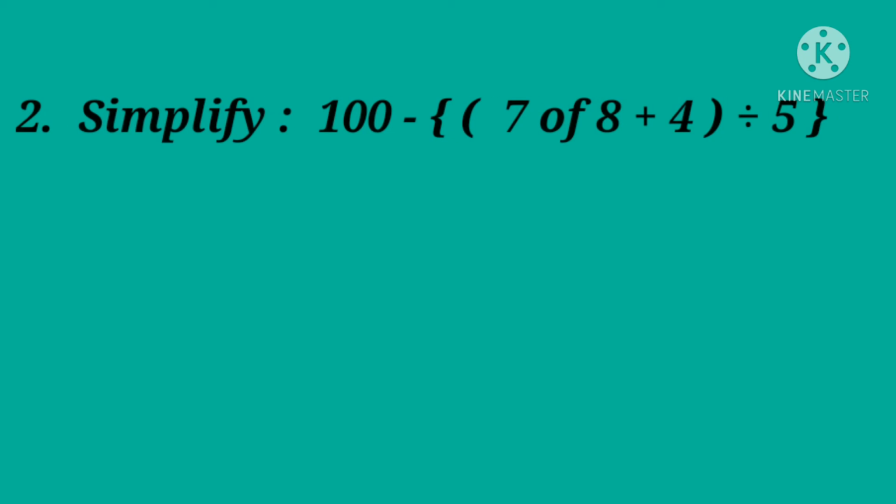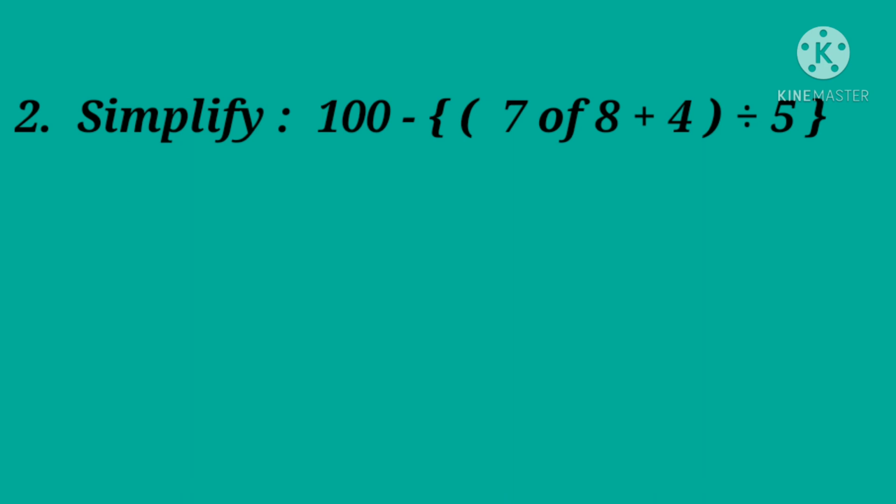Example number 2. We have to simplify 100 minus within the curly bracket, and within the small bracket we have 7 of 8 plus 4, small bracket closed, divided by 5, curly bracket closed. In this sum, we don't have bar. So we will first solve the number within the small bracket.